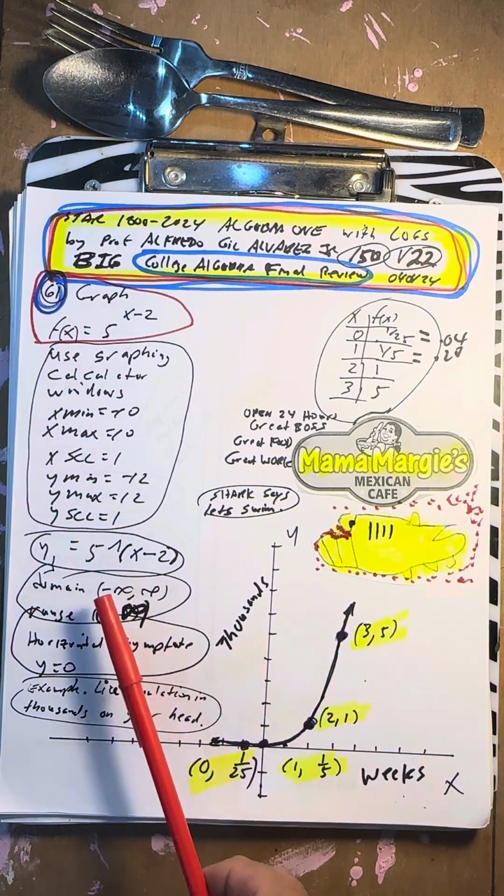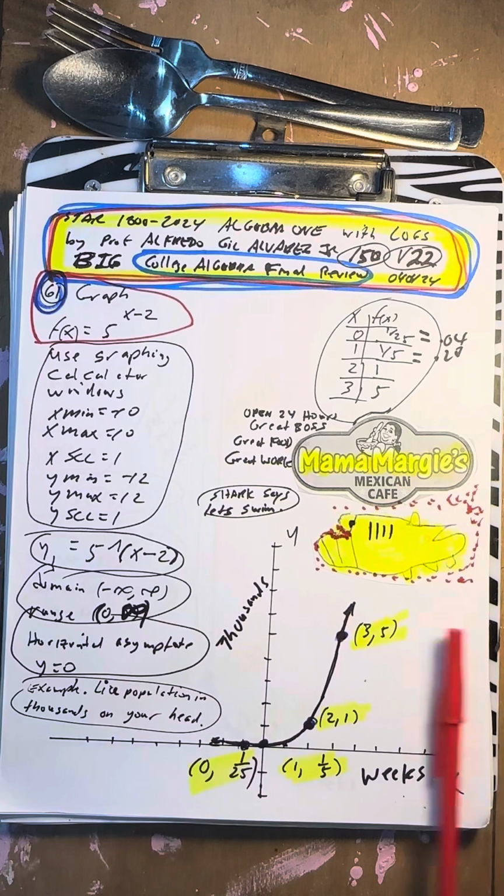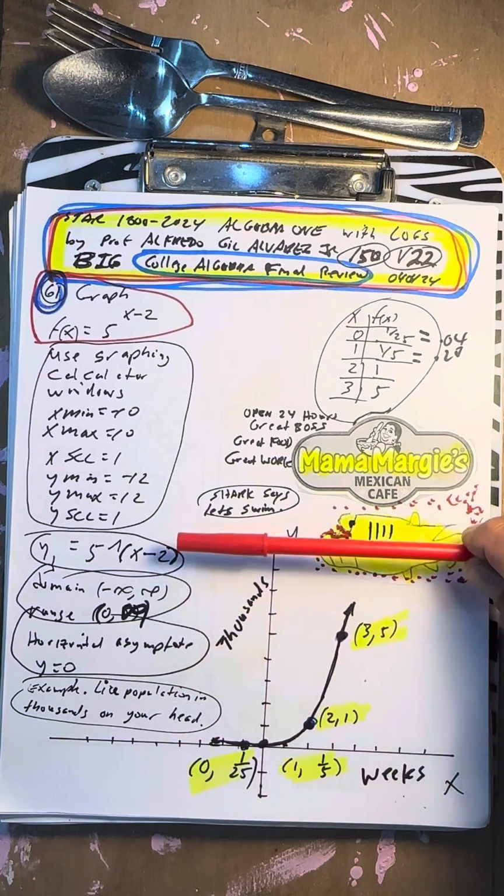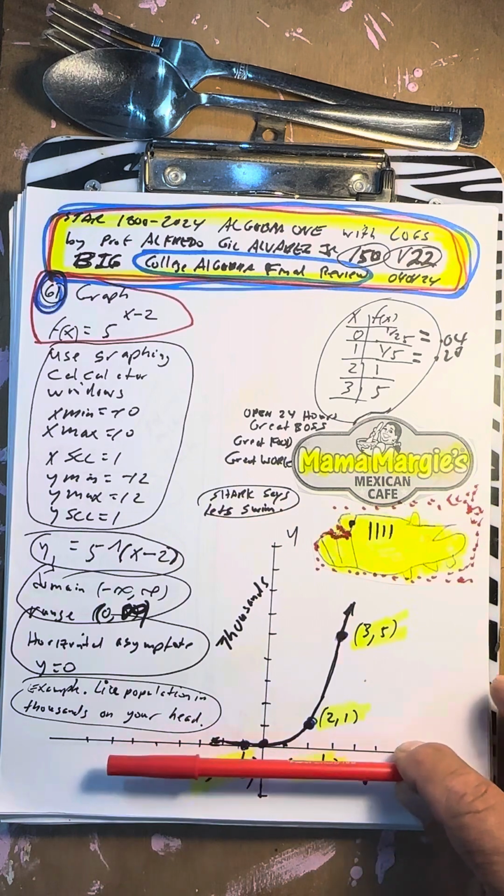The domain is all real numbers. Any number you want to use is fine. The range goes above 0, not including 0, but it goes up. Horizontal asymptote right here: y equals 0.